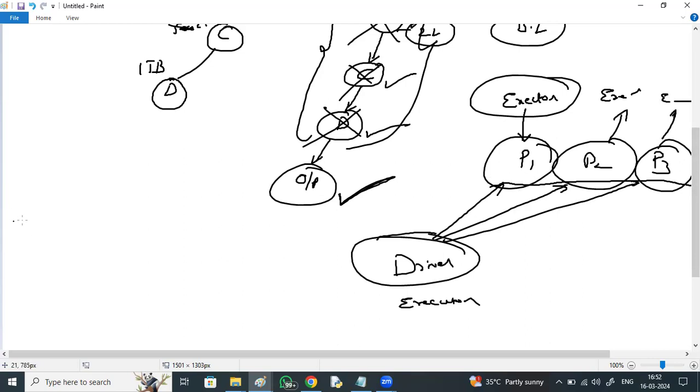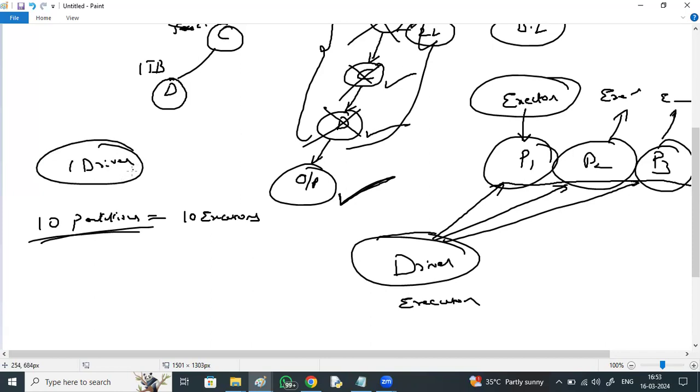If you have got 10 partitions, how many executors? 10 executors are required. There will be only one driver. The driver provides the logic to the partitions, but executors are responsible for executing these partitions with the logic provided, right?